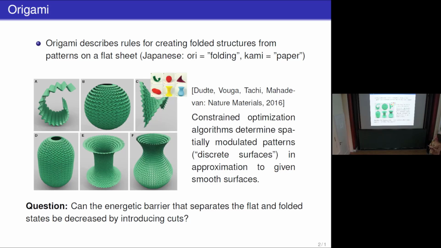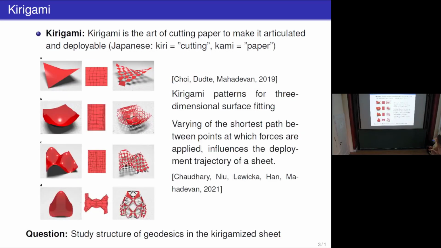So Japanese terminology comes with this word origami. Ori means folding and kami means paper. So now kirigami, kirigami is basically origami but adding cuts. Again, the terminology comes from the Japanese. Kiri is cutting and gami is paper.